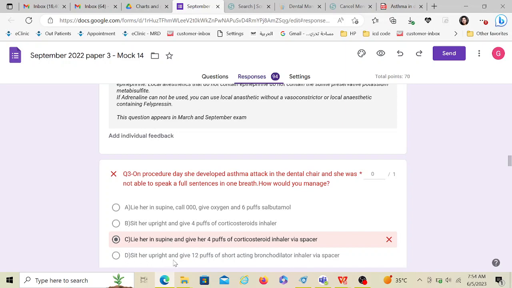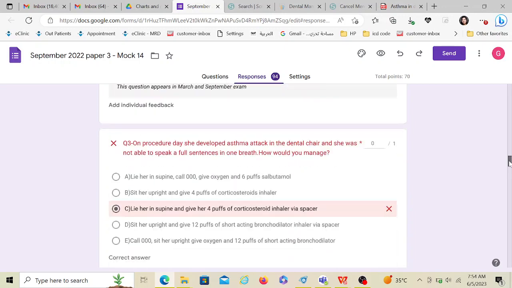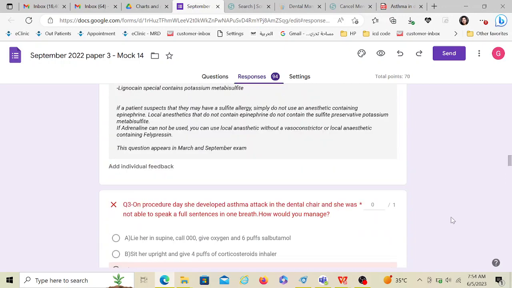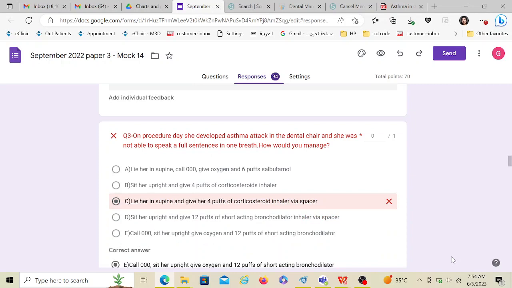Set her upright and give 12 puffs of short-acting bronchodilator inhaler via a spacer. This also kind of seems right. Do I have a better option, though? Call 000, sit her upright, give oxygen and 12 puffs of short-acting bronchodilator.